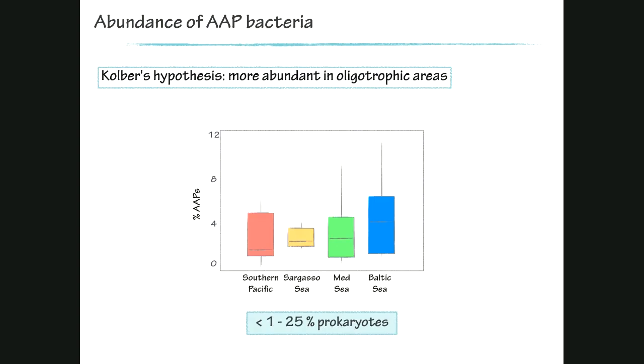And as we accumulated data, we saw that the results were quite variable, depending on the method that was used to quantify them, depending on the environment, depending on the time of the year, depending on many other factors. But in general, we can conclude that depending on the site, they can be from less than 1% up to 25% of prokaryotes, but there were not many differences between very oligotrophic sites like the Sargasso Sea or some parts of the Mediterranean Sea and the Baltic Sea, which is a much more eutrophic environment.